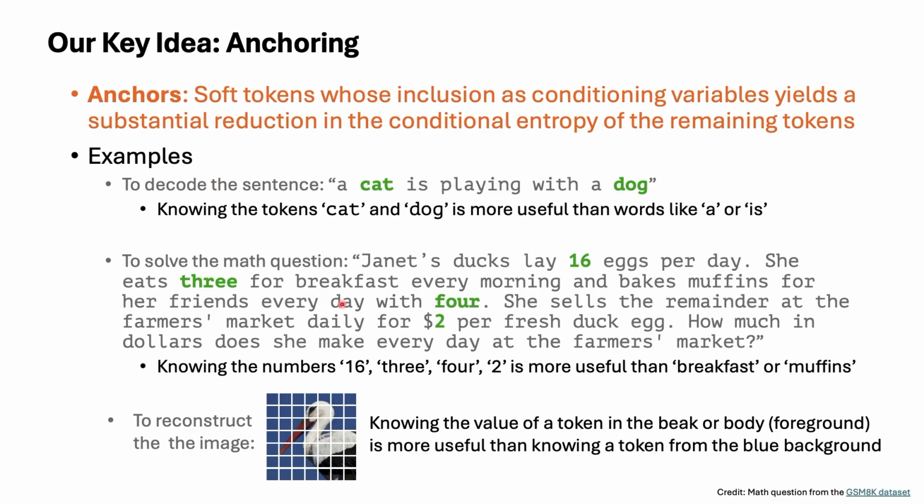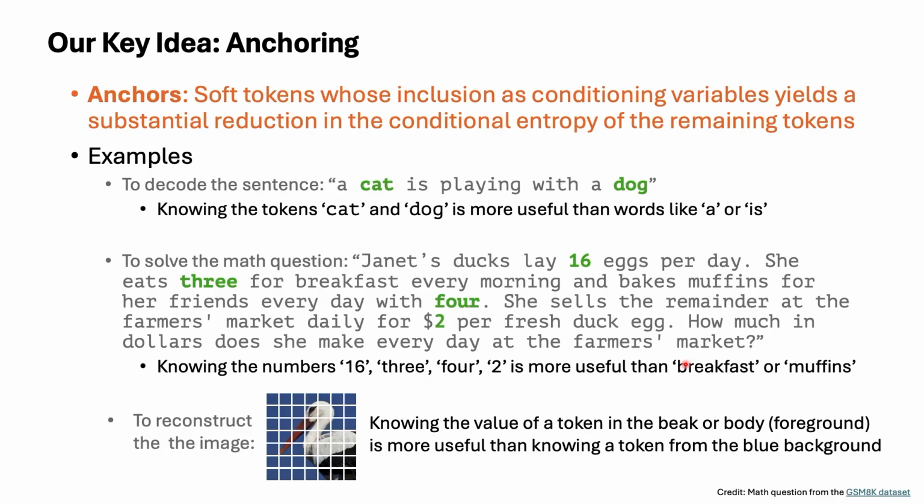I'll give you one more example of what this anchoring thing is. This is from the Grade School Math 8K dataset. So the math question is, Janet's ducks lay 16 eggs per day. She eats 3 for breakfast every morning and bakes muffins for her friends every day with 4. She sells the remaining at the farmer's market daily for $2 per fresh duck egg. How much in dollars does she make every day at the farmer's market?